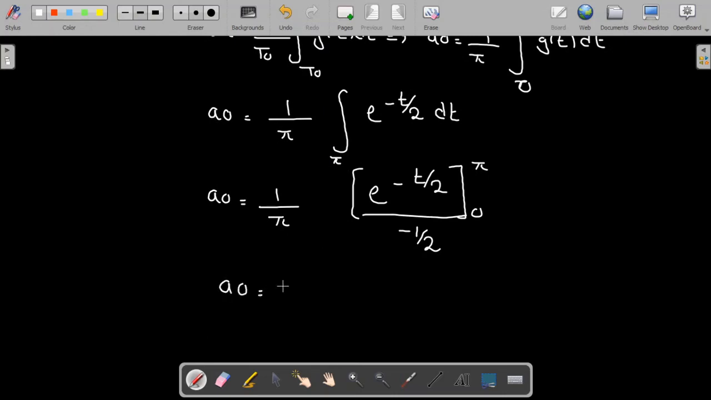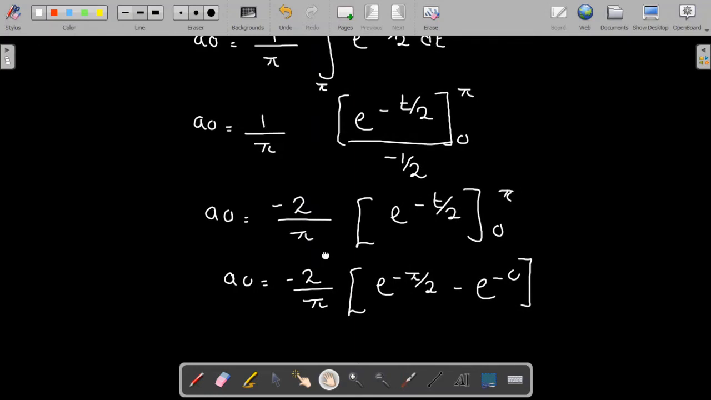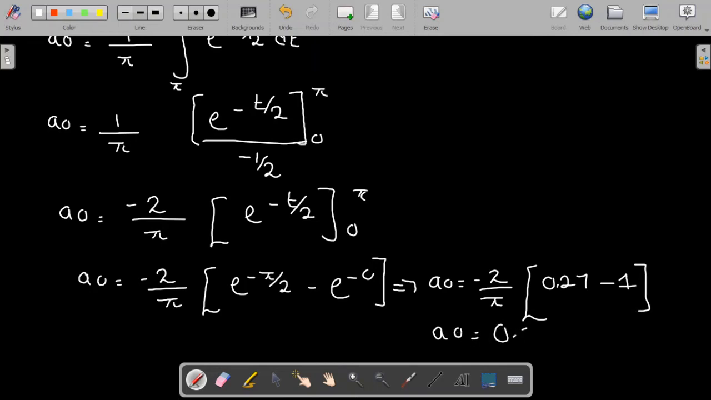It means that a naught is going to be equal to minus 2 by pi, e power minus t by 2, from 0 to pi. So a naught is equal to minus 2 by pi times e power minus pi by 2 minus e power minus 0. So e power minus pi by 2 is 0.27, and e power minus 0 is 1, so this will be 0.27 minus 1, and when you solve it you are going to get 0.504. So a naught is equal to 0.504. So we have found the DC, or the average value.